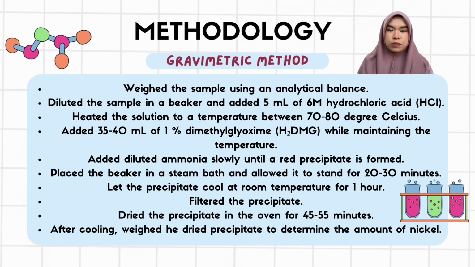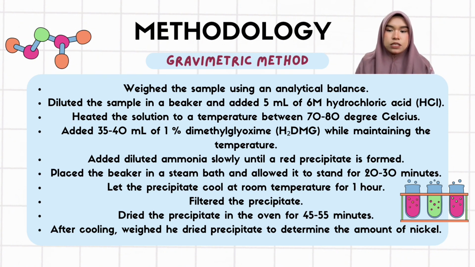Next, we move on to methodology. For this experiment, the gravimetric method was used to determine the amount of nickel chloride in a sample by forming a solid nickel complex that we could isolate and weigh. First, an analytical balance was used to weigh the sample. It was then dissolved in a beaker and 5 ml of 6 M hydrochloric acid was added.